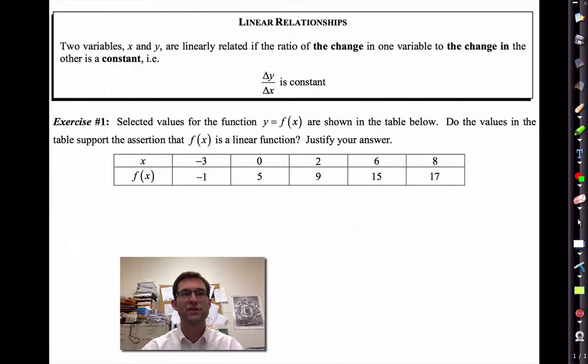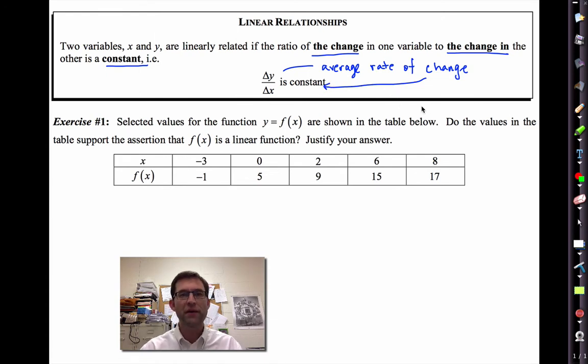All right, linear relationships. Two variables, x and y, are linearly related if the ratio of the change in one variable to the change in the other is a constant, i.e. the average rate of change is constant, right? That's what makes things linear. I know that people really know that, but it's an important thing. What makes linear linear is that the average rate of change is always the same, no matter what two x values you pick. So take a look at exercise 1.